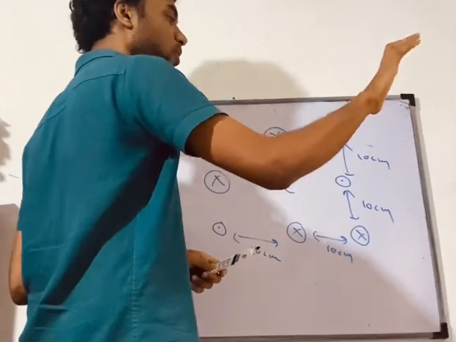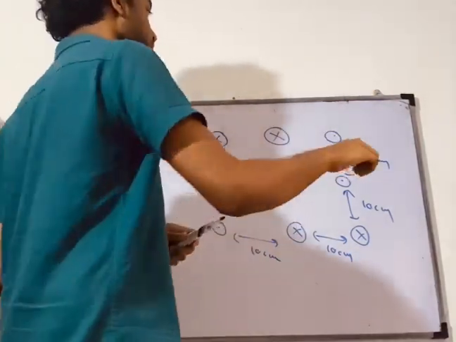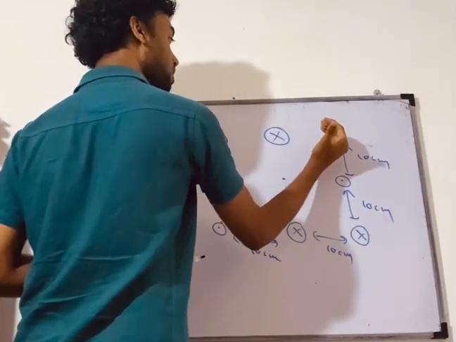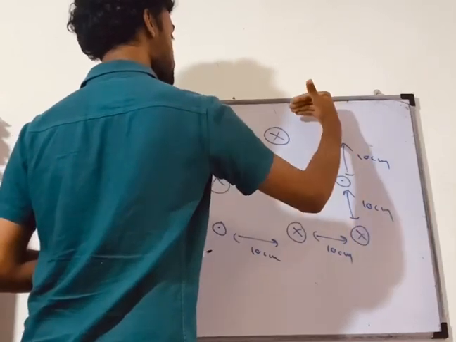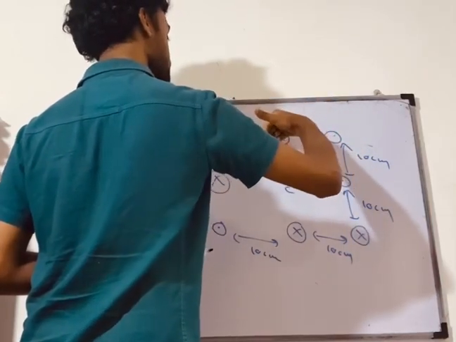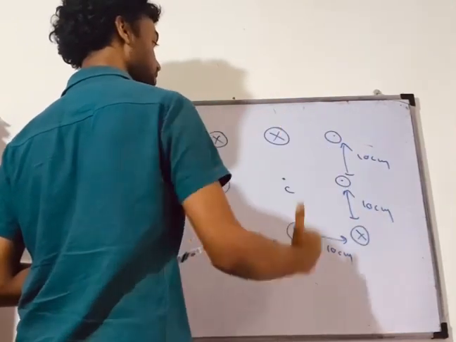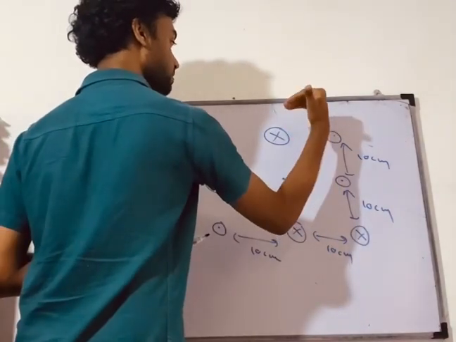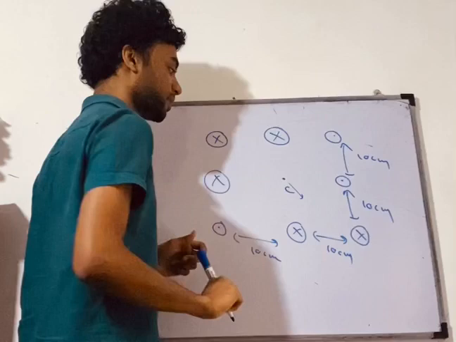I said we had to hold the thumb in the direction of the movement of current. Can you see current is coming out of the board? If the current is coming out of the board, I have to hold my thumb like this. So if I curl my fingers, the fingers show the direction of the magnetic field intensity. So if the current is coming out like this, the magnetic field exists like this, in this direction.